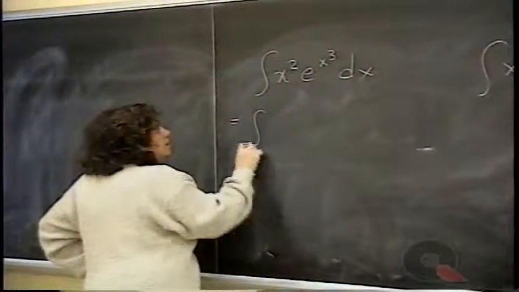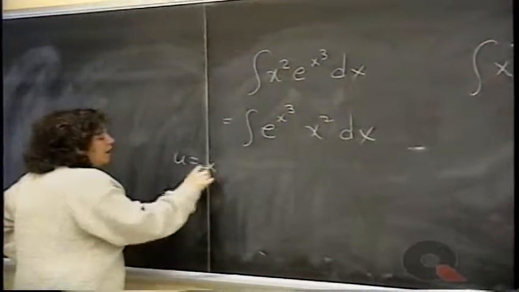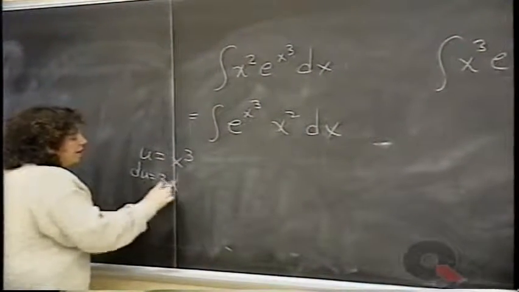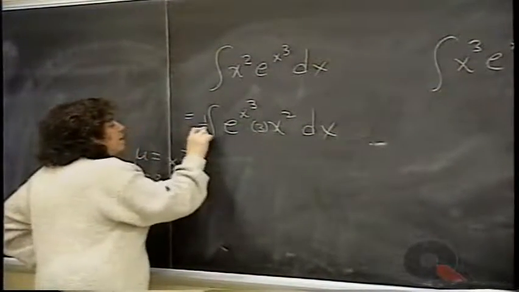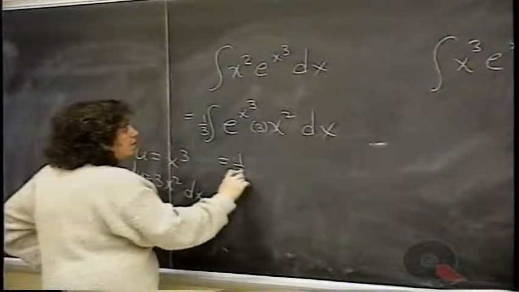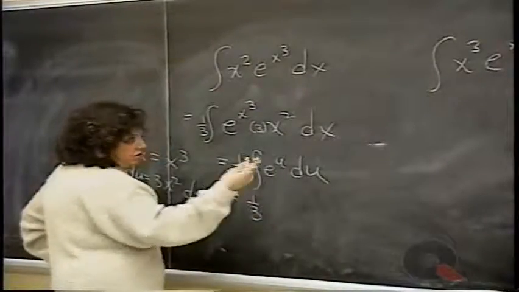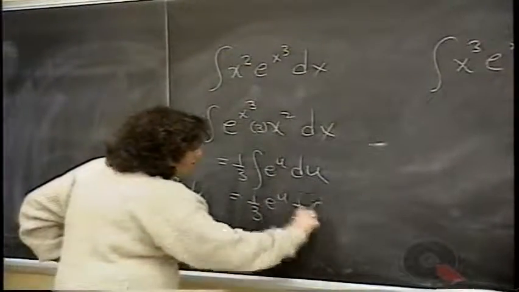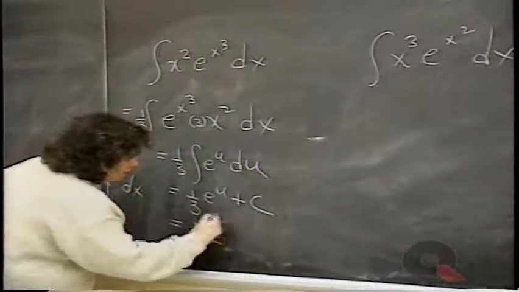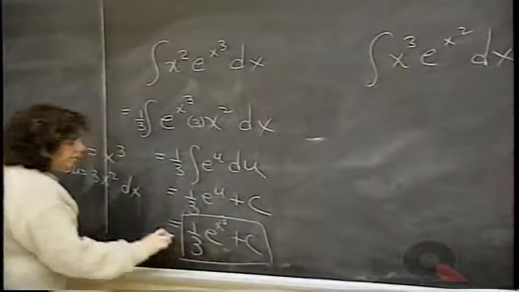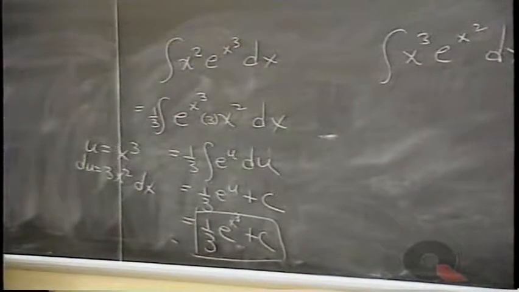If you rewrite this as e to the x cubed times x squared dx, if u is equal to x cubed, du would be 3x squared dx. If you were to multiply by 3 on the inside, divide by 3 on the outside, this would become 1/3 the integral of e to the u du. Of course, the integral of e to the u du is simply e to the u plus a constant, giving us a final answer of 1/3 e to the x cubed plus c. And of course, you can check this by differentiating and showing that you do, in fact, get x squared e to the x cubed.